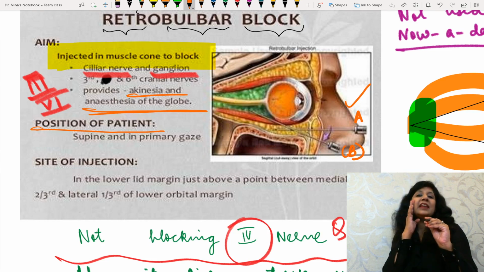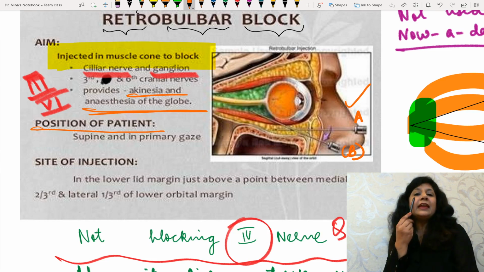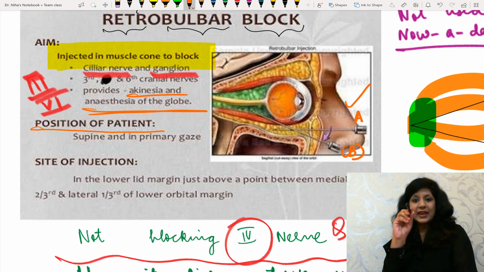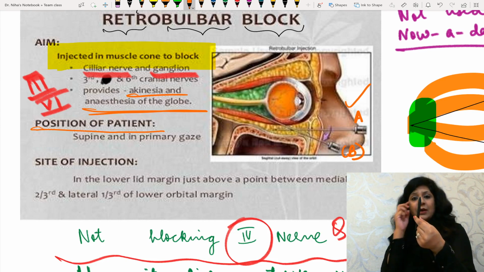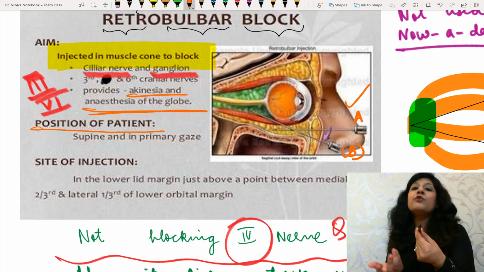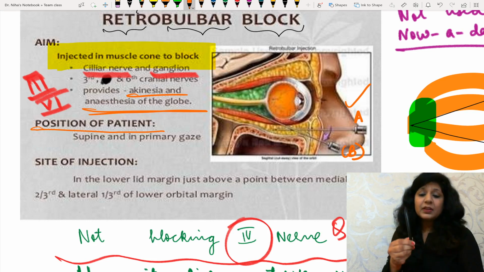Lower is towards lateral, L for L. Lower is towards lateral, so we take it at the junction of the lateral one-third and medial two-thirds, that is more towards the lateral side. Then you are first going straight, okay, then after going straight, you have to tilt your needle about 45 degrees, and suppose we are giving a total of 4 ml, so 2 we have to give like this, and then the rest of the 2 we have to give like this.